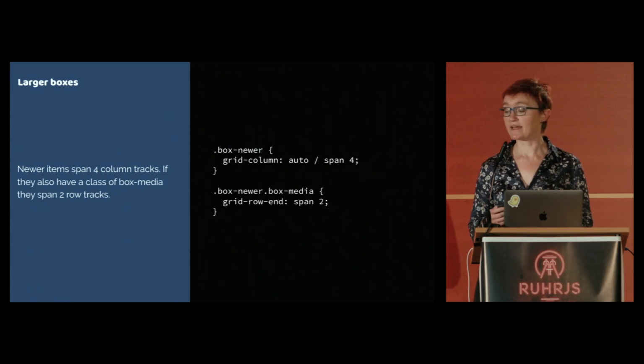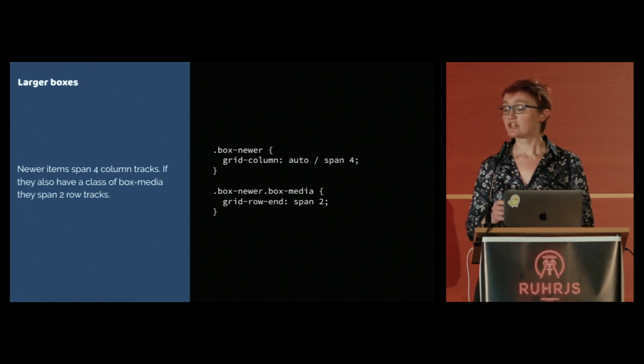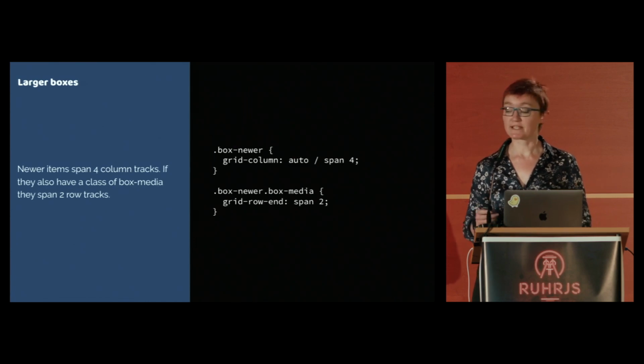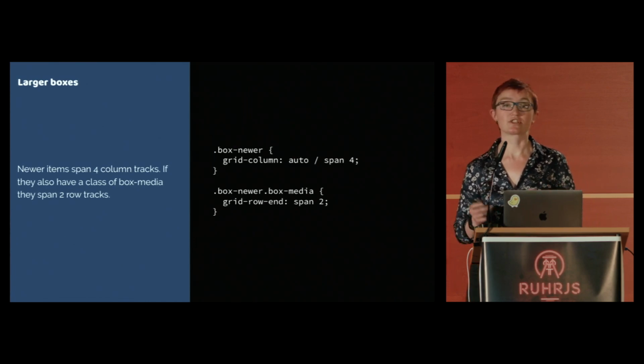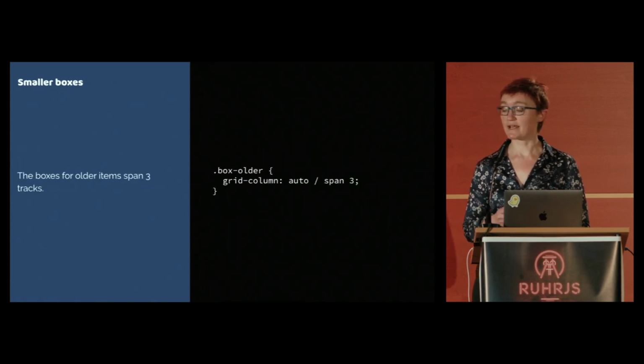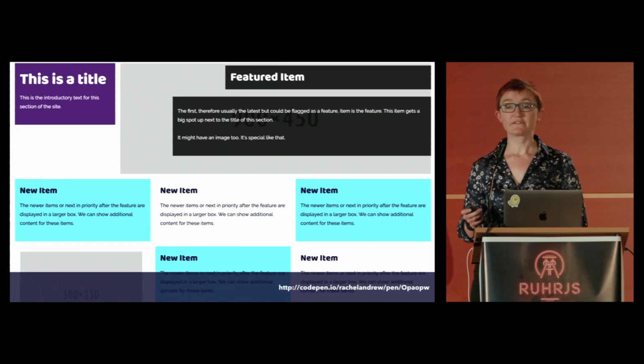So I could say grid row end, span 2 for the smaller boxes, the media ones that I want to have taller. So you can do it in either way, because the start line will be auto if you don't specify it. So you can actually specify it, or you can just specify the end line. That's fine. And I'm doing the same for smaller boxes there, just spanning 3 tracks, which gives us this.